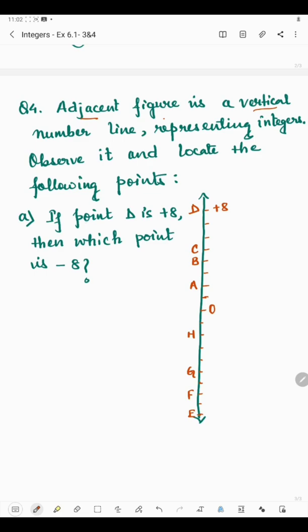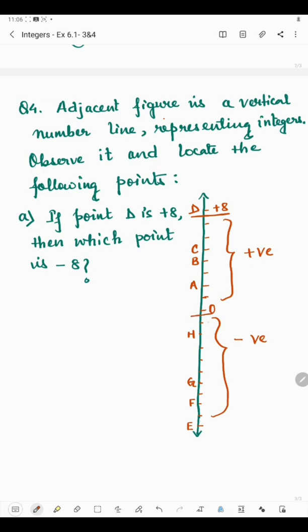In the first part we have, if point D is plus 8. See, from the figure only we can see that D is plus 8. Then which point is minus 8? Now see, here we have 0. So the upper part of 0 is all positive integers and the lower part of 0 is all negative integers. So if point D is plus 8, then we will have to find which point shows minus 8. As we know, the upper part of 0 is all positive and the lower part of 0 is negative, and here is where 0 lies.